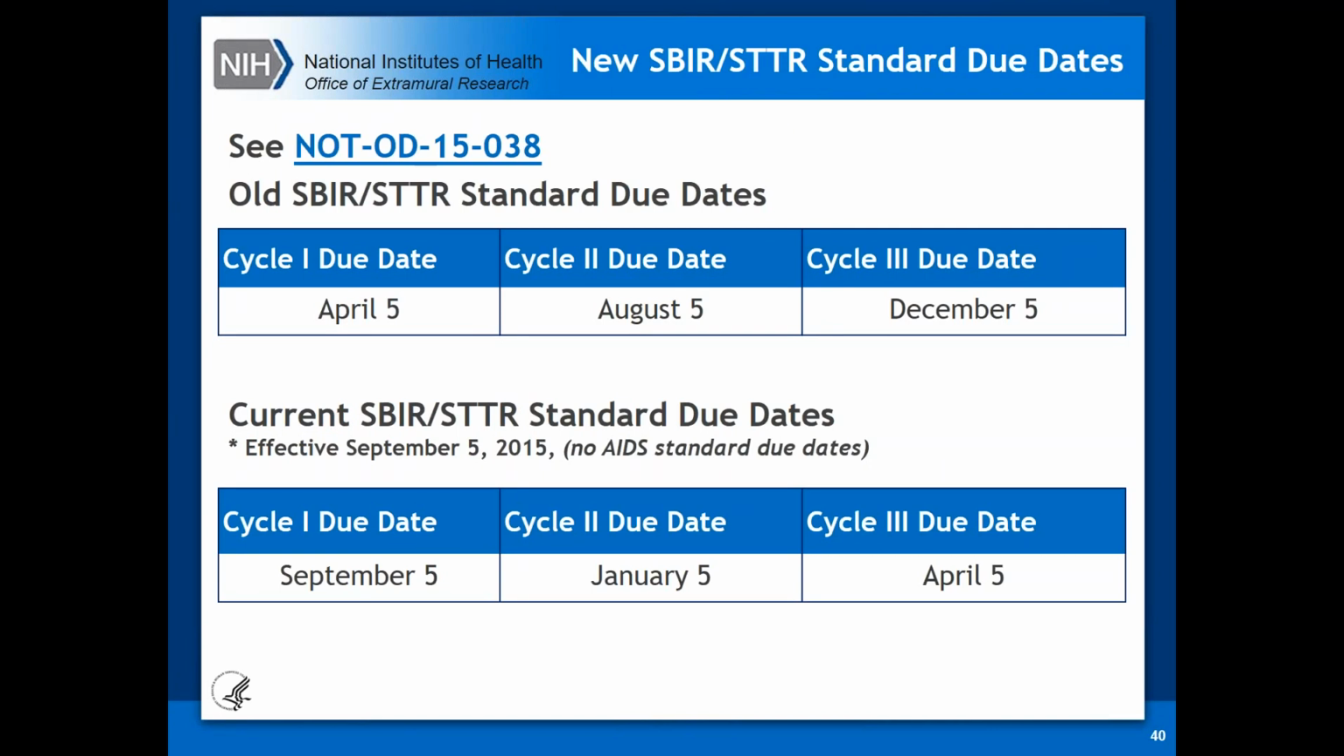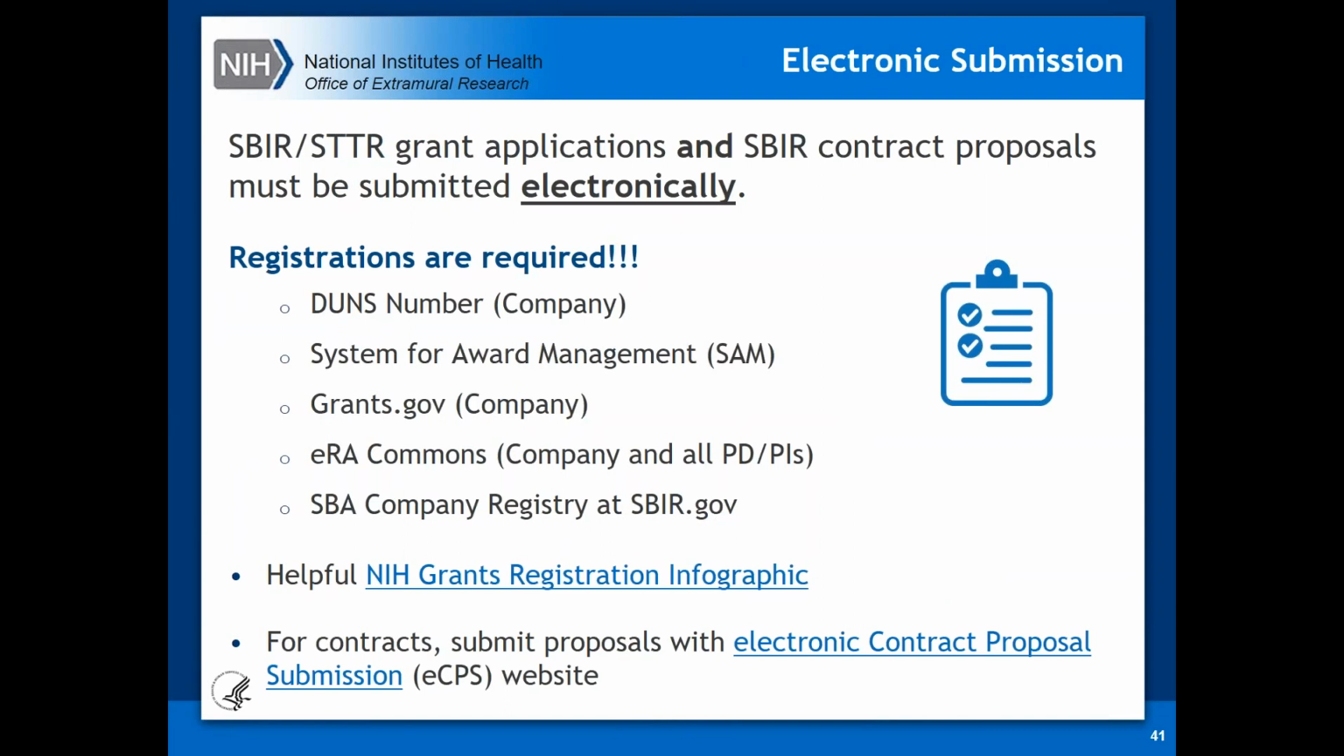So you can click on the link once you get a copy of these slides after the talk. As I noted earlier, for SBIR STTR, we have standard due dates. Under the old system, the standard due dates were April 5th, August 5th, and December 5th, but now our dates are September 5th, January 5th, and April 5th. So remember those: September 5th, January 5th, and April 5th, and the due date is 5 p.m. your local time.